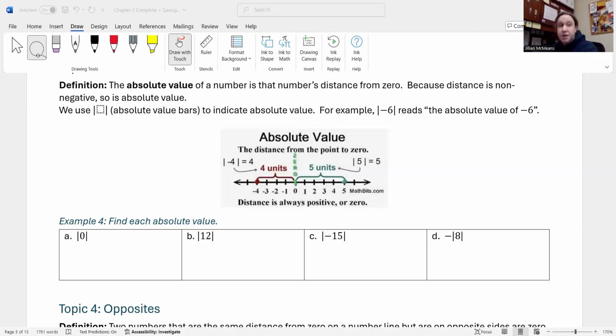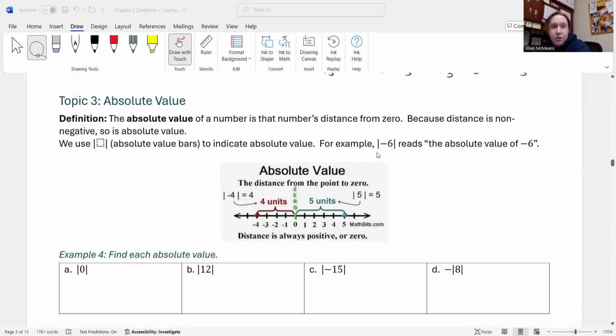For topic 3, we're going to discuss something called absolute value. Okay, so this may be brand new for you. If it is new to you, don't overthink it. Don't make this harder than it is. It's pretty straightforward. When we're talking about the absolute value of a number, we're just interested in that number's distance from zero. Quite literally, how many units away from zero is that number or that point?